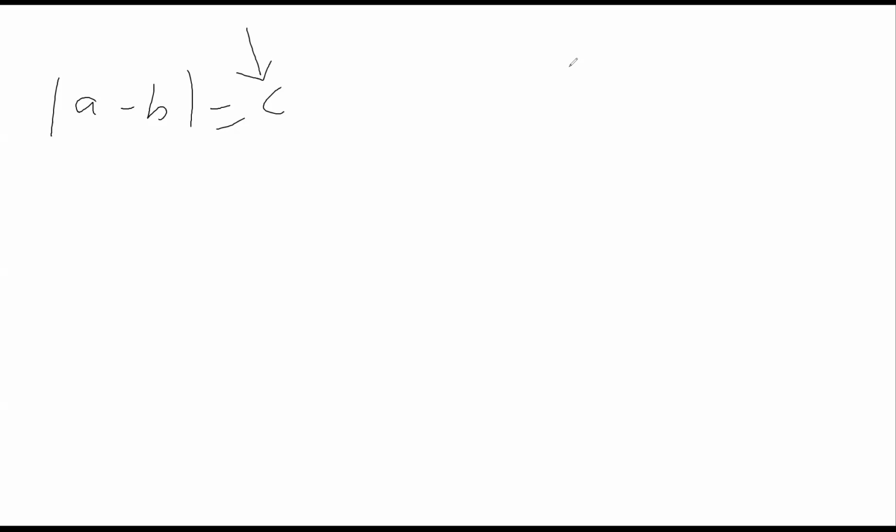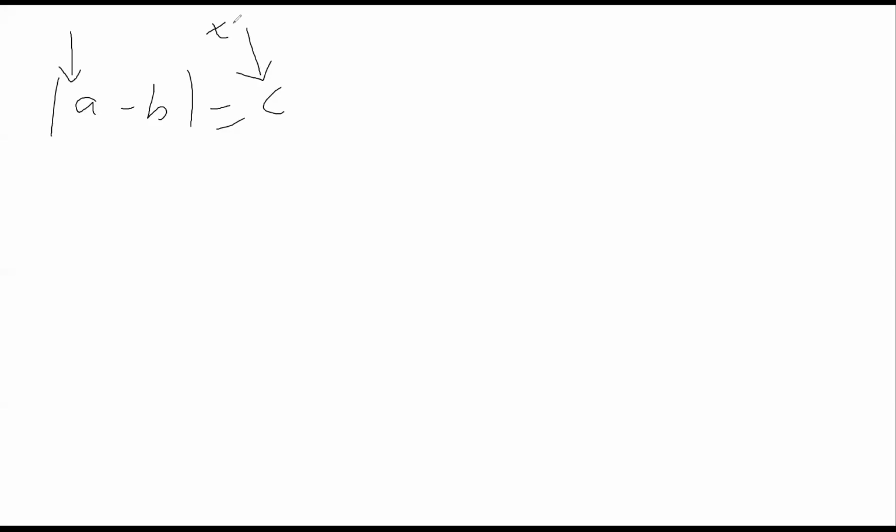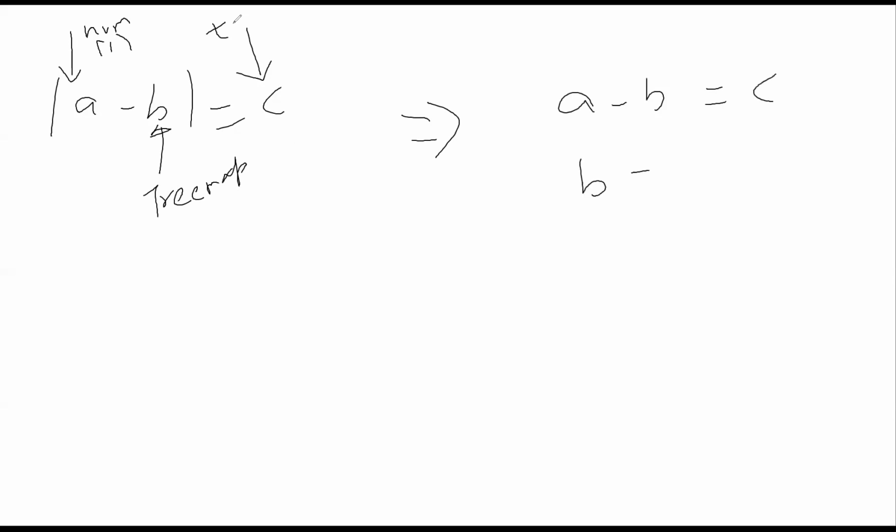This is our target. This is our num of I, the known number. And this is what we have to find out, in your problem, from the tree map. This is what we have to find in the tree map. Now this can be converted into 2 equations: A minus B equal to C and B minus A equal to C, because of the mod, both will convert to C.